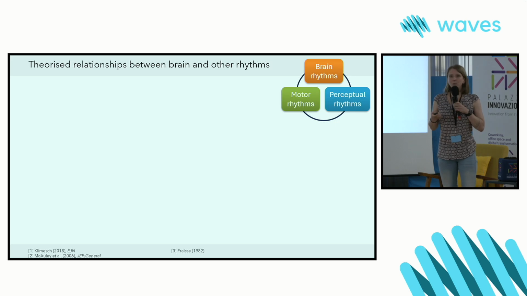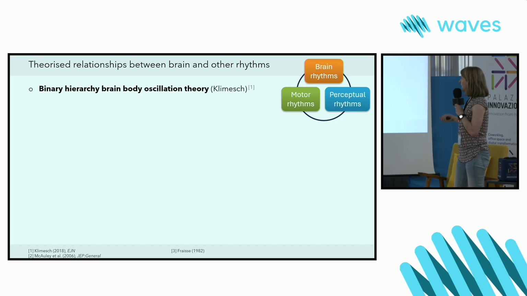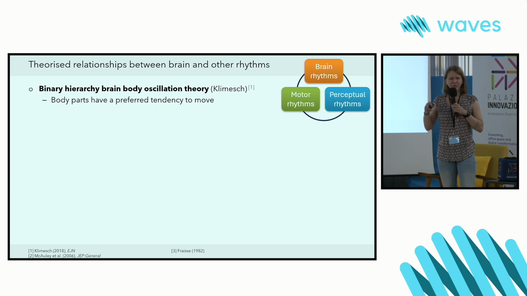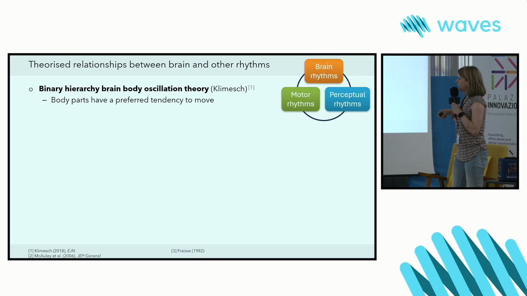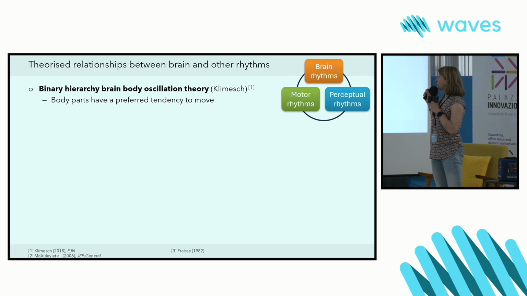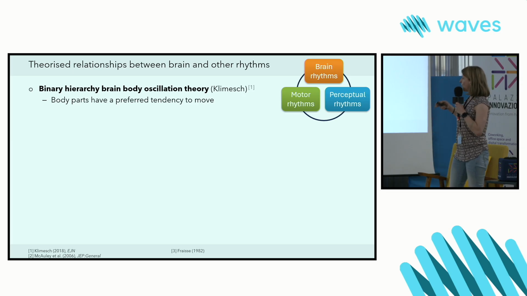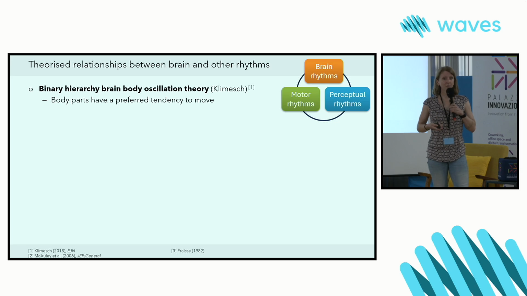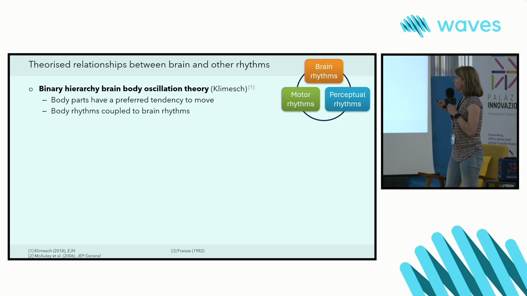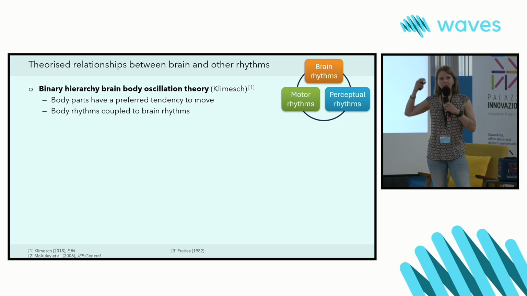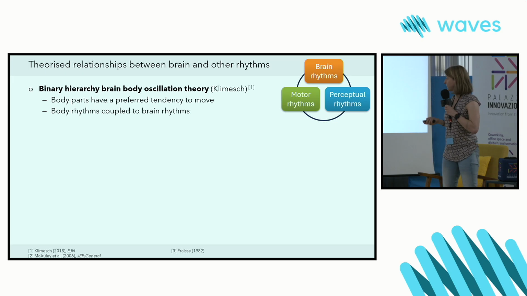Now, this could be important, and there are a few theories that imply that this is important. For example, this one here by Wolfgang Klimesch, where he talks about a lot of different things in this paper. I'm sure many of you know this. It talks about brain rhythms and how these are related to other body rhythms. And he also talks, briefly, about motor rhythms, and says that our body parts basically all have a preferred tendency to move, have a preferred rhythm, and this is also coupled to brain rhythms. So this implies that people who have maybe a faster motor brain rhythm might also like to move faster.